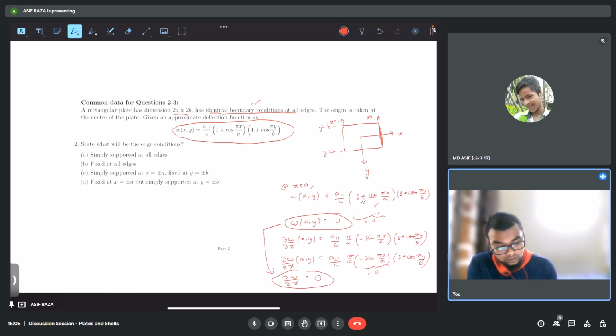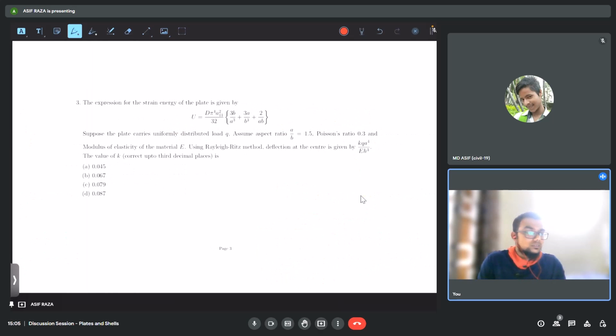Using this condition, we'll be having displacement restricted at all the edges and the slope would be also 0. So that would give me what? Fixed condition at all edges. So the correct answer would be option B.